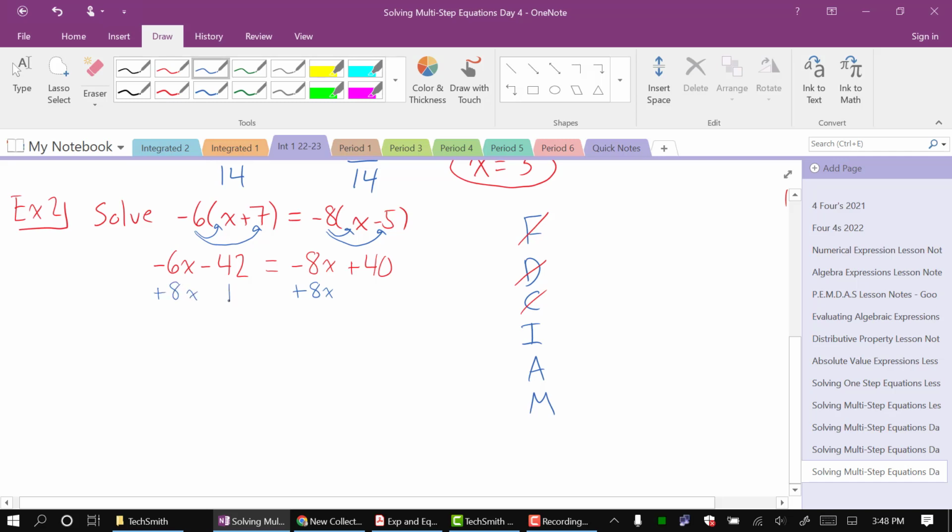I'm not doing anything with the negative 42, so I'm going to drop it. I'm not doing anything with the 40, so I'm going to drop it. 8 minus 6 is 2x minus 42. Negative 8 and positive 8 is 0. This equals 40. So I've isolated my variable. Now I want to add and subtract to get my x by itself. So it's subtracting by 42. I'm going to add 42 to both sides.